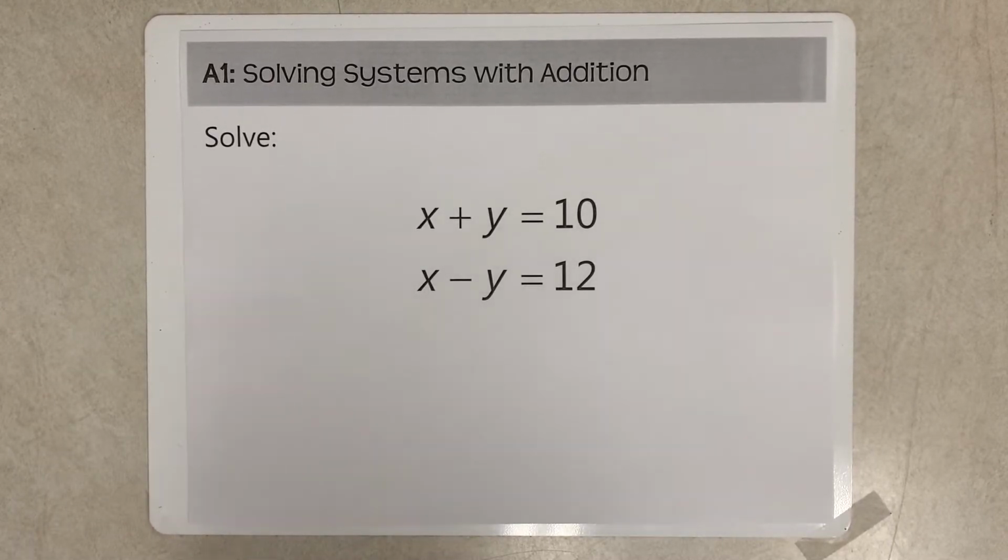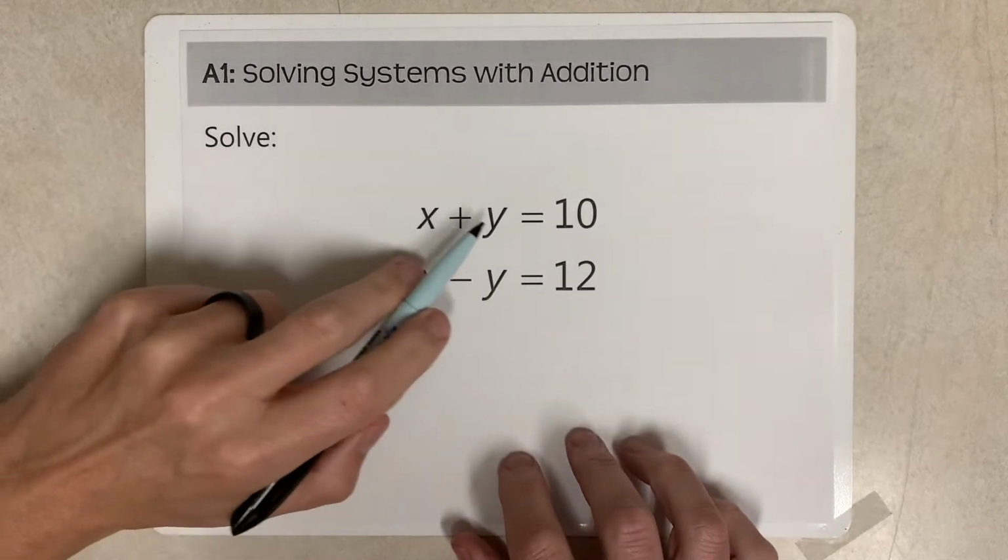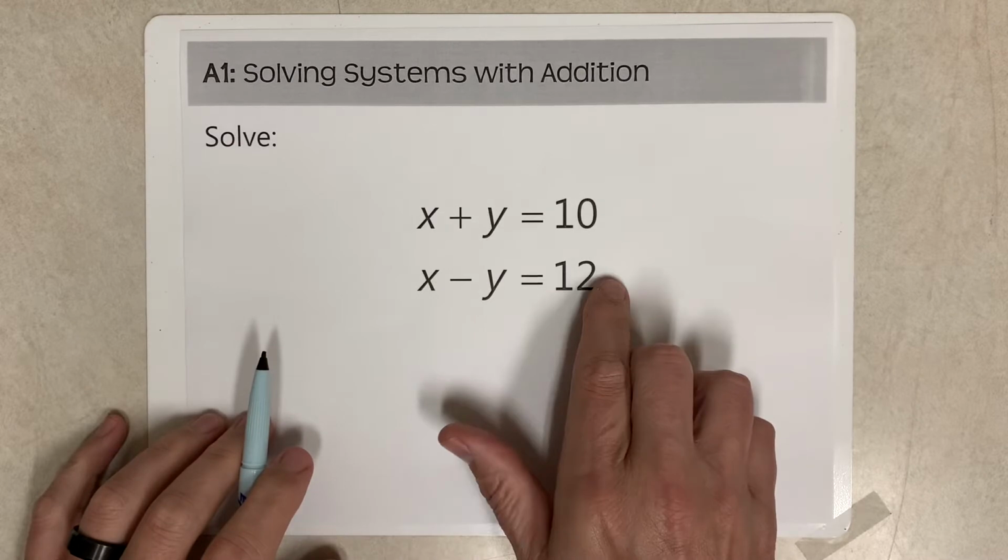And in this video we're going to be solving some systems of equations with addition. And so here's our first problem. We have two lines that are both in standard form, and it says solve x plus y equals 10 and x minus y equals 12.